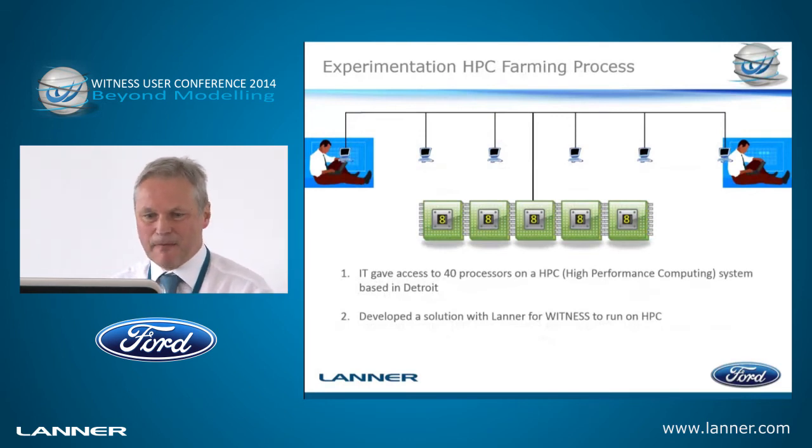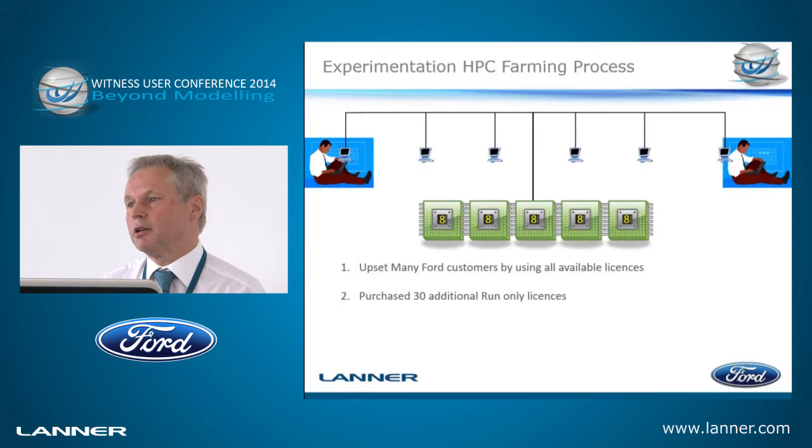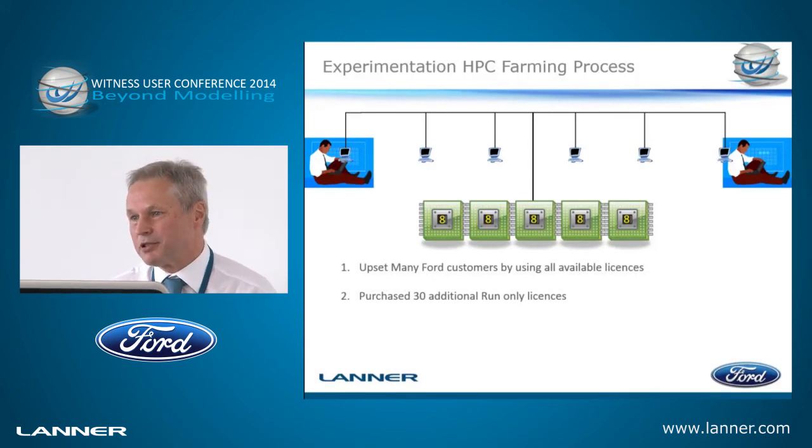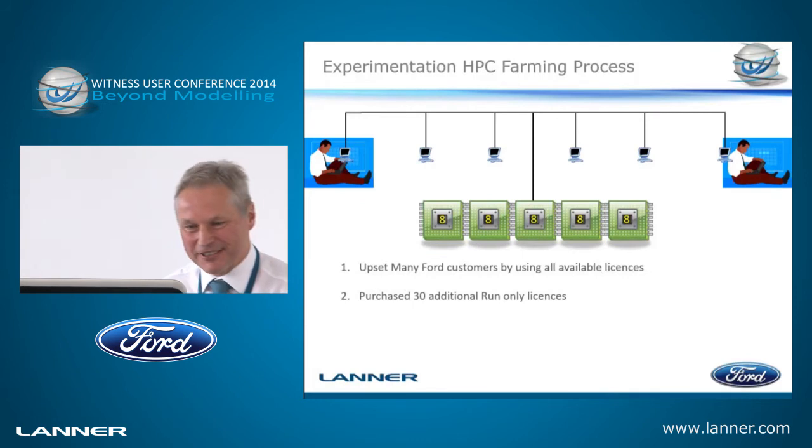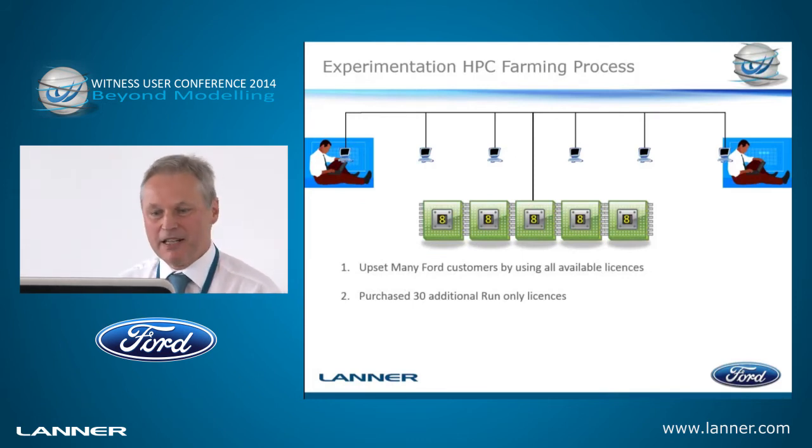I believe you are. So we were able to use this, and originally our current license pool is 50 licenses, and these are all user licenses. We upset a lot of other people in Ford when we first started running our experiments, because we were using all the licenses. And we were getting complaints that, oh, I can't run my stuff. So what we did is we purchased 30 additional run-only licenses, which are specifically for HPC. And then basically, although we have 40 on the HPC, we're able to use these run-only licenses. So that's been very beneficial to us in those terms.